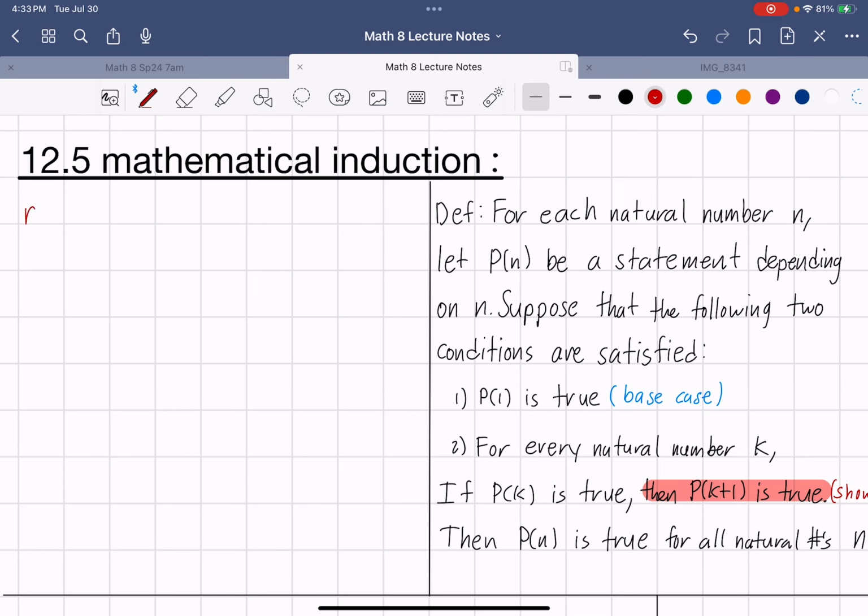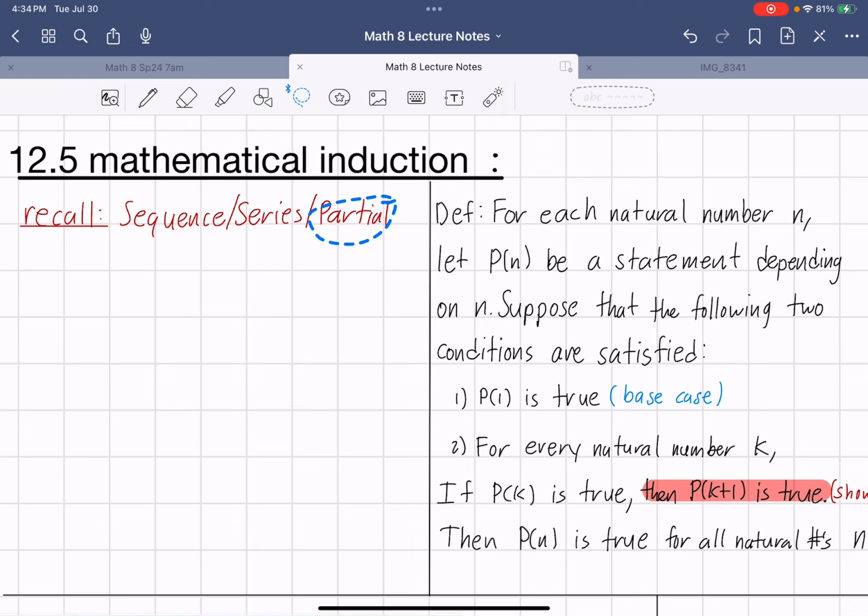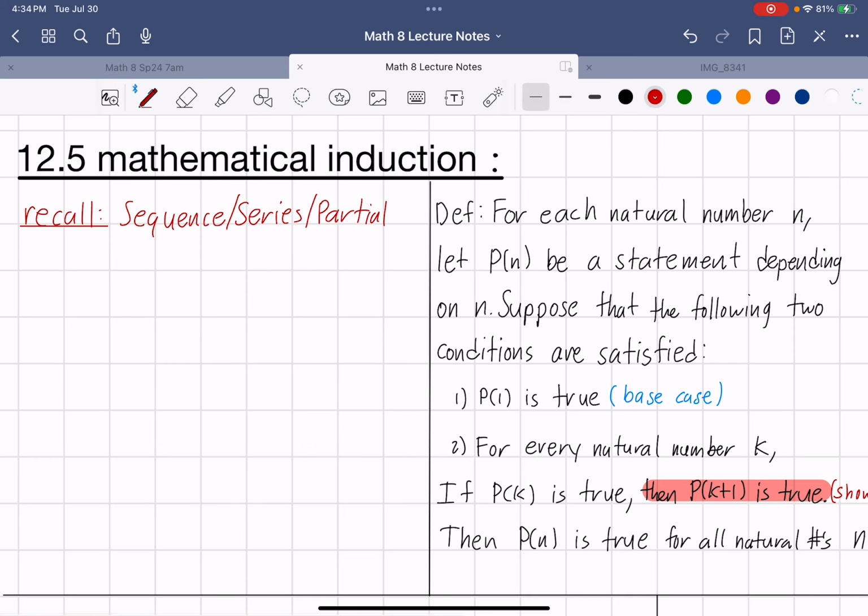So before we get into it, we have to recall sequences. Hopefully you remember what a sequence is. And we have to recall what a series is, and then a little bit of partial sums. Now, we don't have to know how to do them. We just have to be able to recall them to help us understand what's happening in the problem. And I'll go through this as quickly as I can.